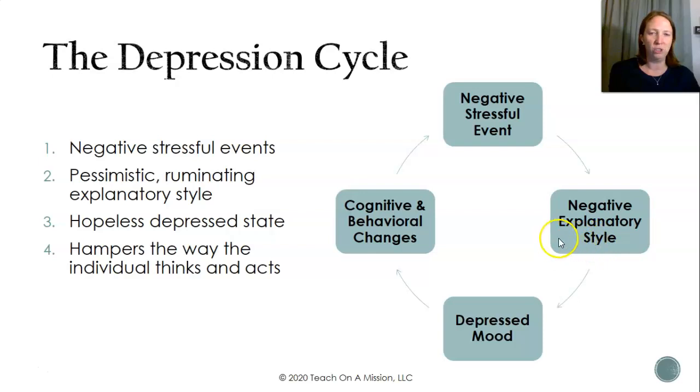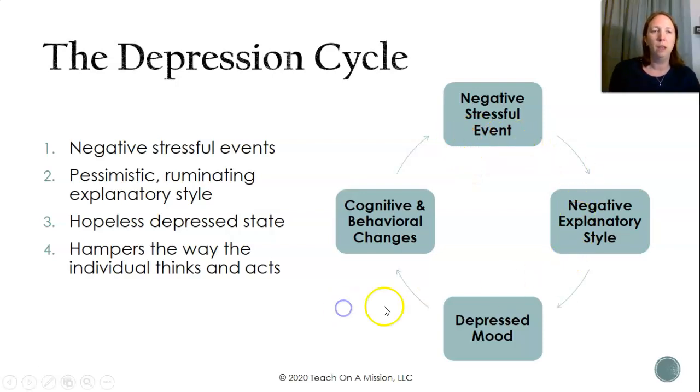I'll get much more into this in just a minute, so stick with me here while we get through the cycle. They might then enter a hopeless, depressed state, and then that may hamper the way that individual thinks and acts. So they might experience cognitive and behavioral changes. And through those behavioral and cognitive changes, it might make them experience personal rejection or assume that there's going to be personal rejection. And then that's likely going to lead to a negative stressful event, and so on and so on and so on.